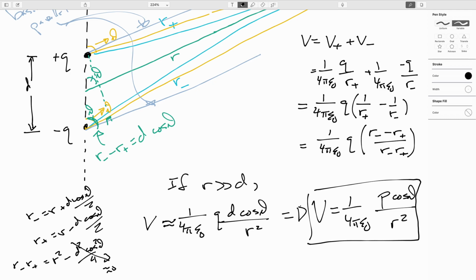Alrighty then, so in the next video, we will take a look at finding the potential for a continuous charge distribution. See you over there.